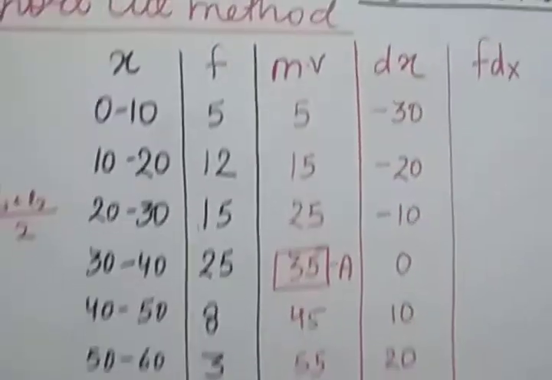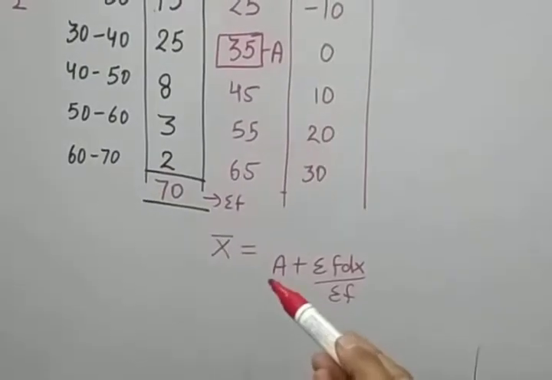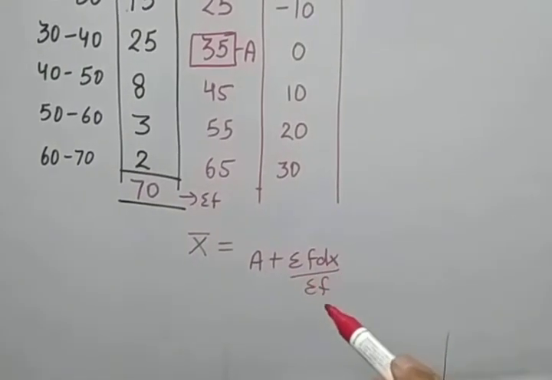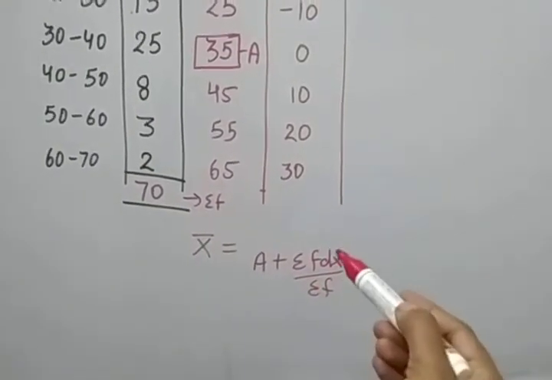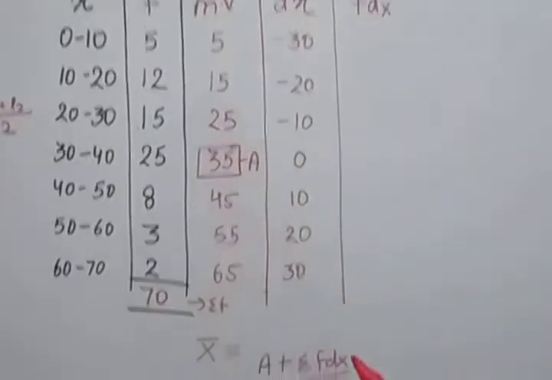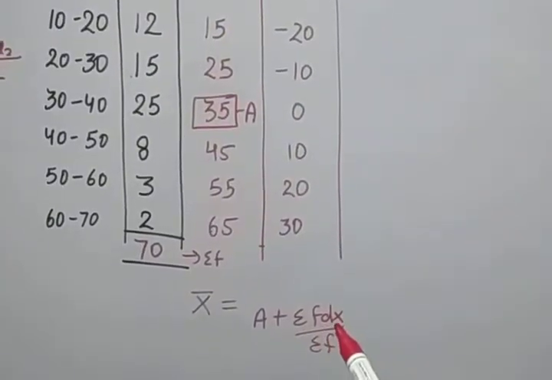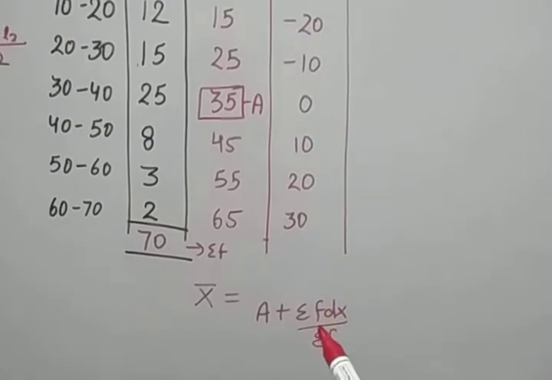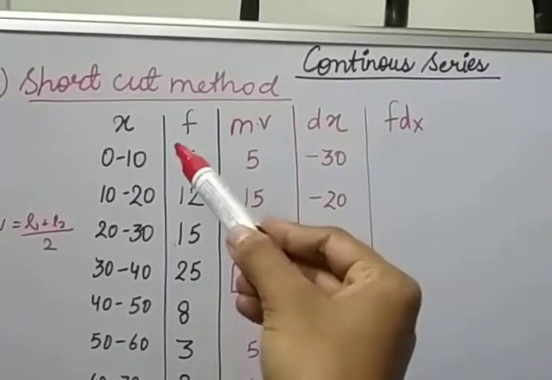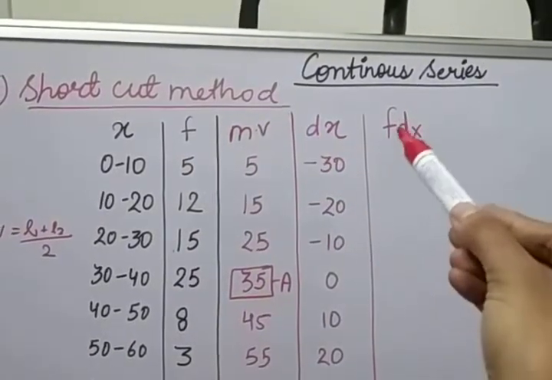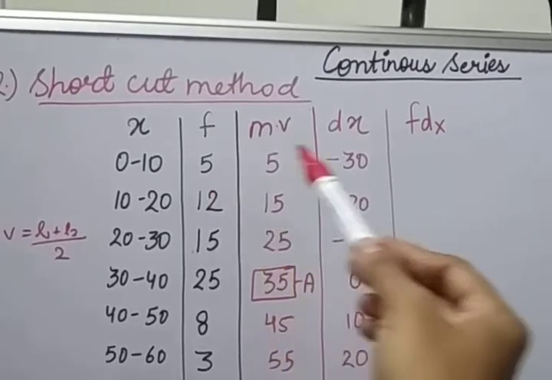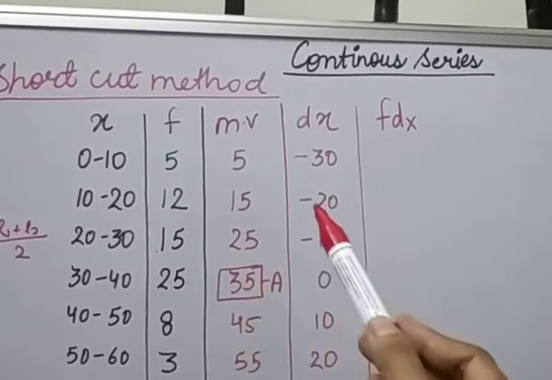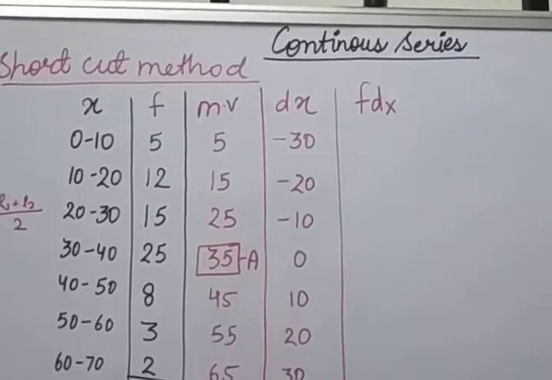Now what is our formula? A plus summation f dx upon summation f. We have calculated dx. According to the formula, we have to multiply dx with the frequency. Here is your frequency, this is your dx. So f multiplied by dx. 5 into minus 30, 12 into minus 20. In this way we have to do.